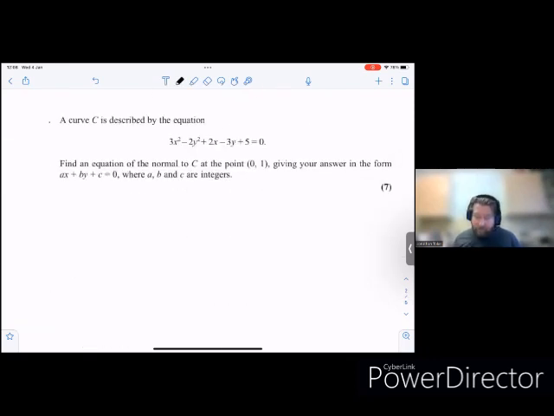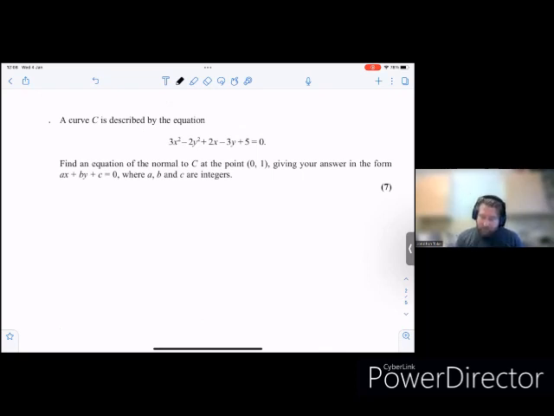Okay, so here's a typical past exam question, 7 marks. It wants the equation of the normal at the point (0, 1), giving your answer in the form ax plus by plus c equals 0, where a, b, and c are integers.